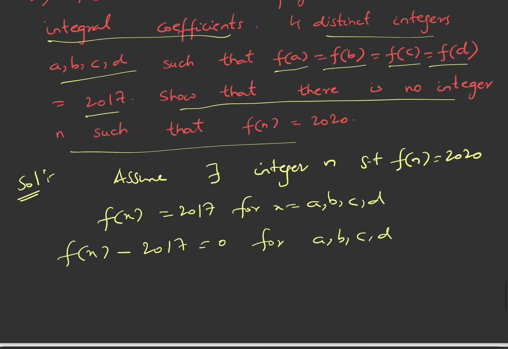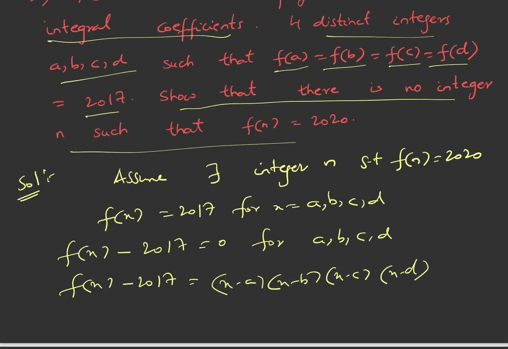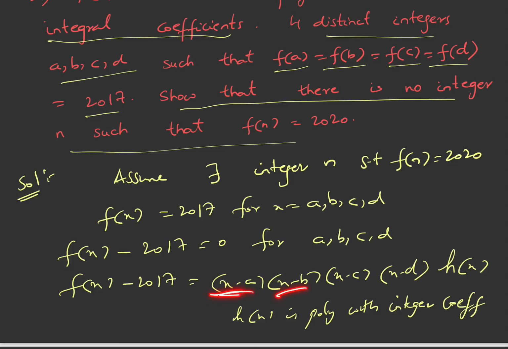So then I can say that f of x minus 2017 has 4 factors: x minus a, x minus b, x minus c, and x minus d, and some other polynomial h of x, where h of x is a polynomial with integer coefficients, right? If you divide the polynomial f of x minus 2017 by x minus a, x minus b, x minus c, and x minus d, you will get quotient h of x, and that will also have integer coefficients itself.